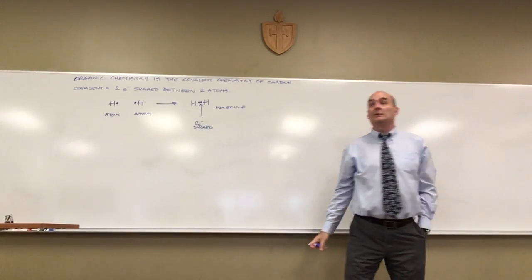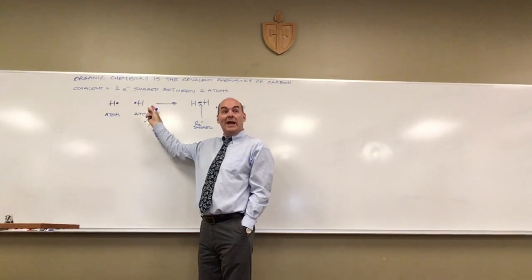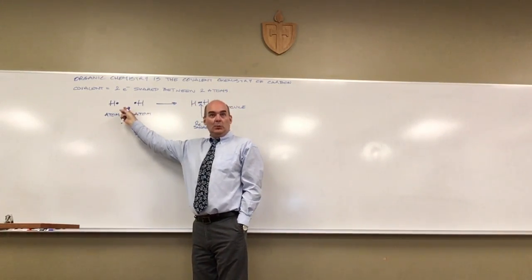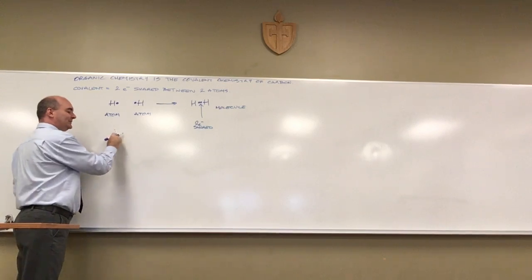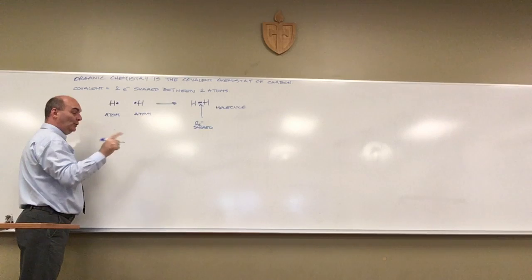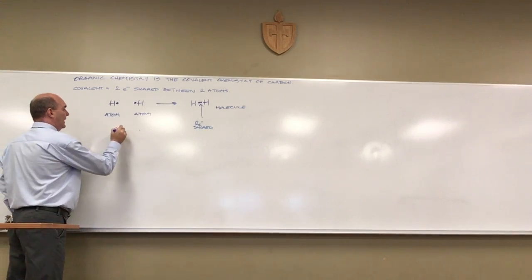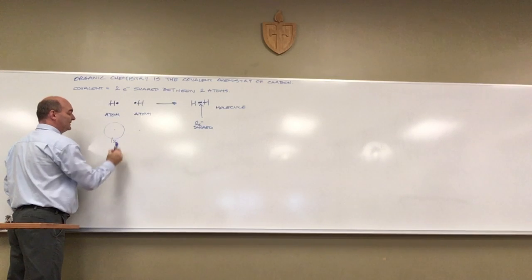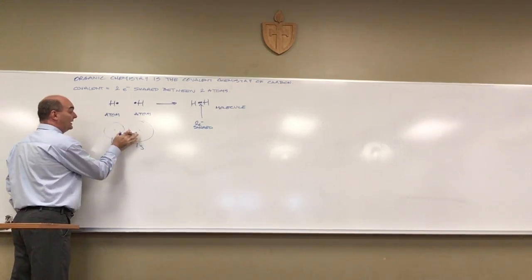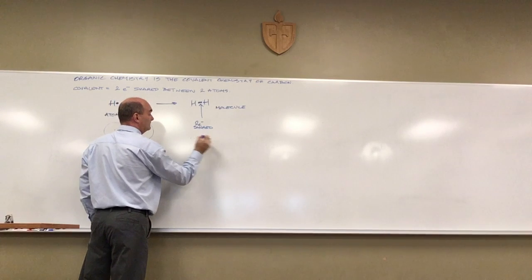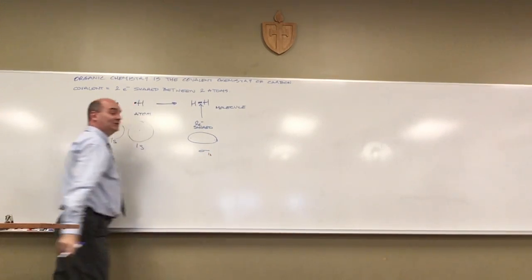That was as simple as we could get. That was a 1s orbital holding onto this electron, and that was a 1s orbital. So a 1s and a 1s. Here's my nucleus. The nucleus of a hydrogen atom only contains a proton. Then there's my other nucleus, and I have a cloud of electrons in a 1s shell, and another cloud of electrons in this 1s shell. If they overlap, I make a sigma bond.